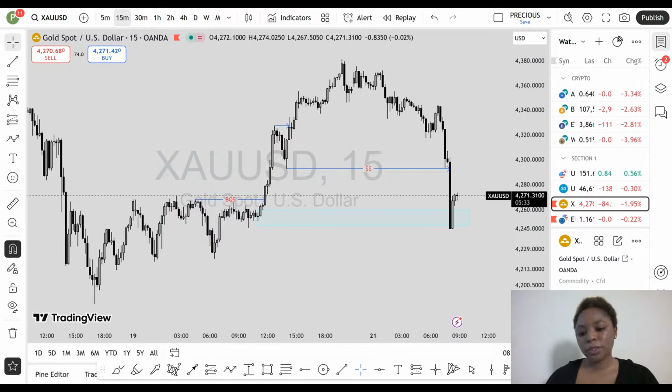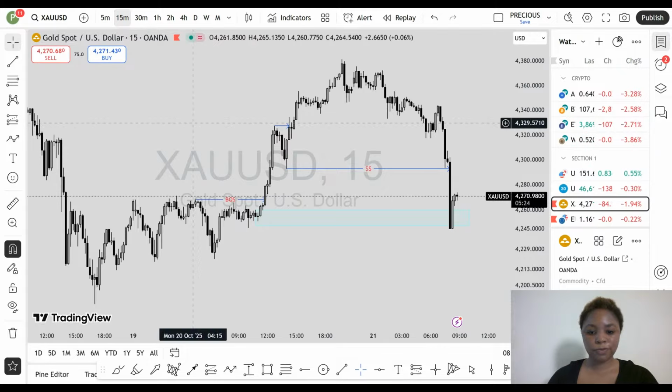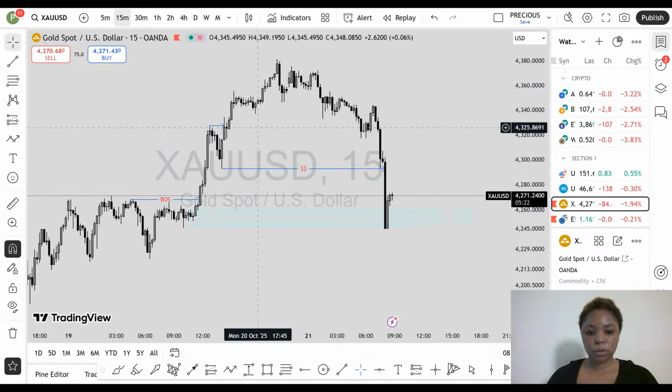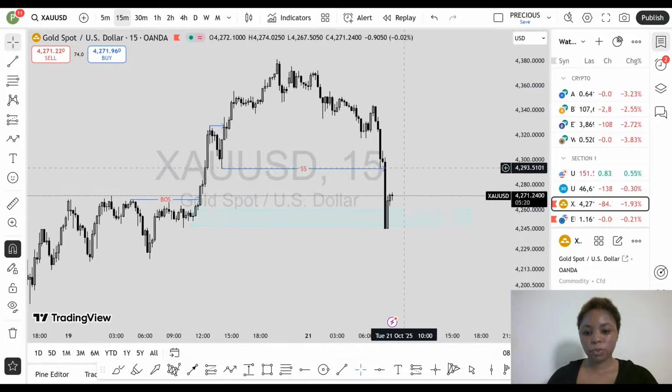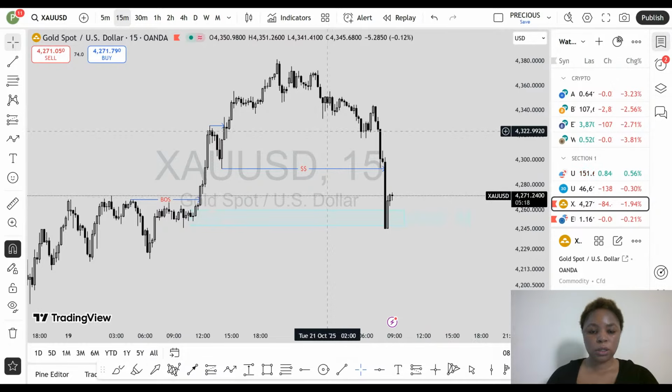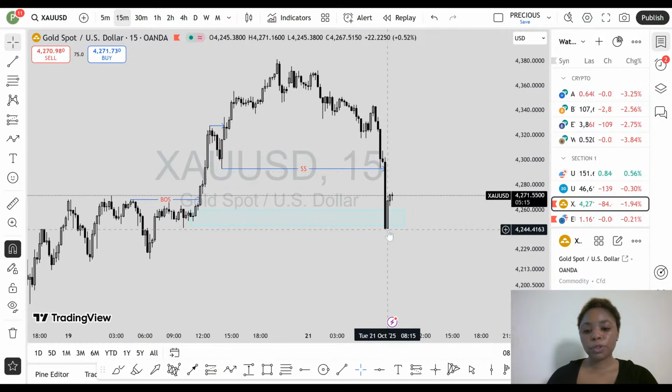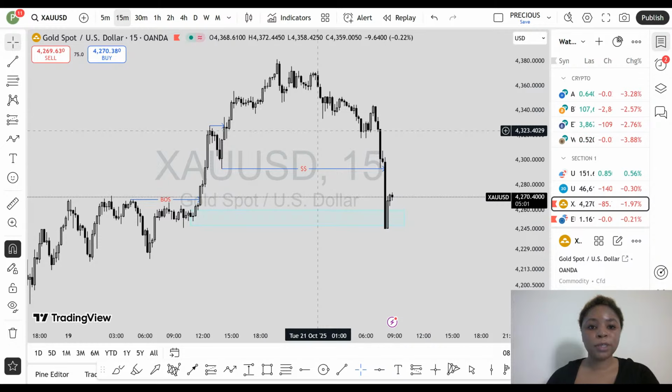15 minutes. Wait for confirmation on 15 minutes. 15 minutes is the best place to wait for confirmation before you find entry, especially when the trade has come to your point of interest and you want to enter that trade based on confirmation. You need to focus on 15 minutes. Then you wait for 15 minutes on break of structure, and then you place your trade from there.